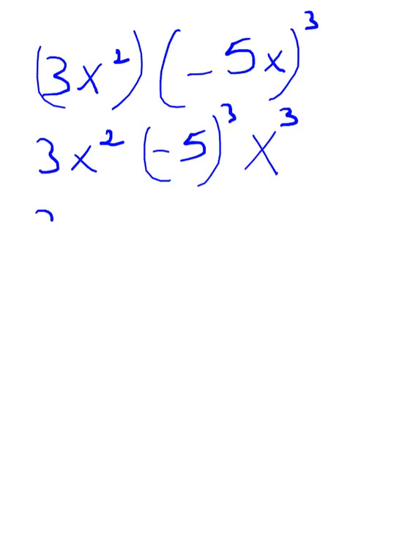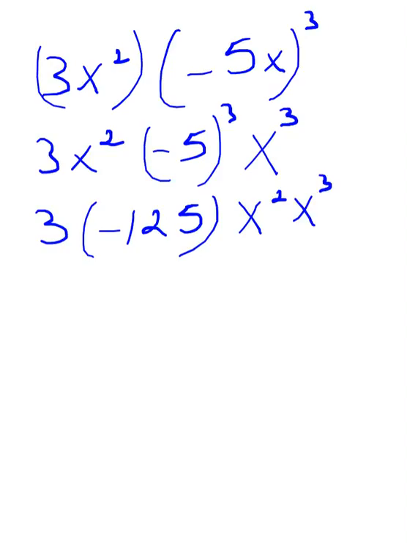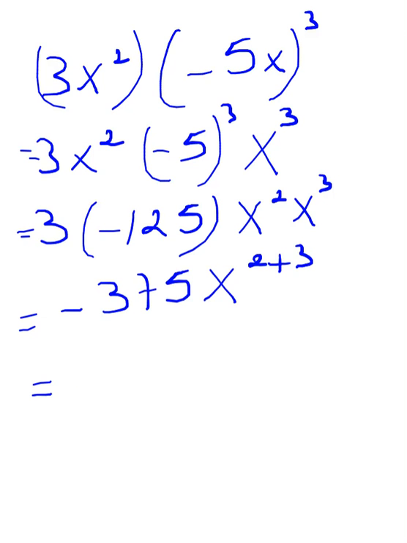And that will be, so 3 times negative 125. Let's get the numbers together. And we have x squared times x to the 3rd. Well, I'm trying to go slow motion here so we can make it clear to everybody. Now, we have negative 375 times x to the 2 plus 3. Negative 375 x to the 5th, right?